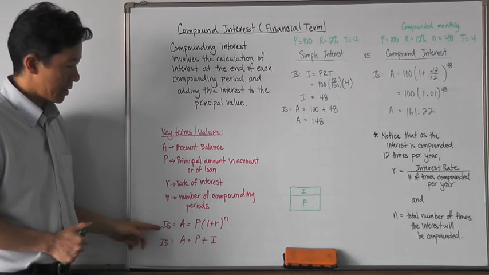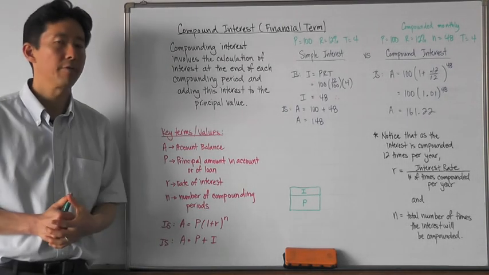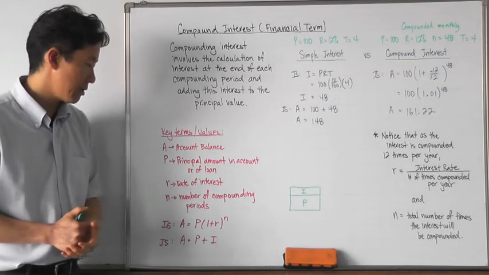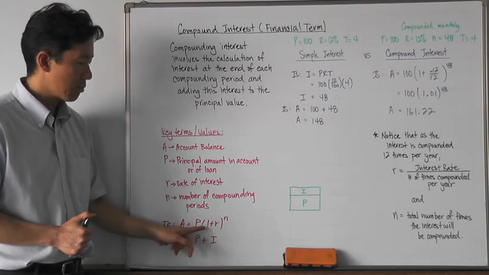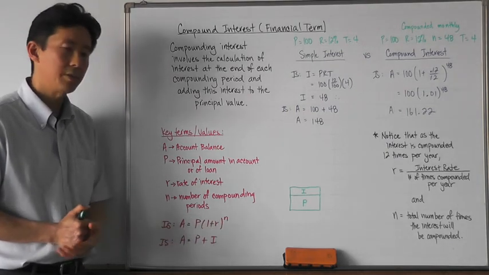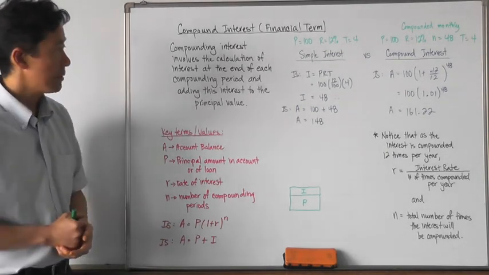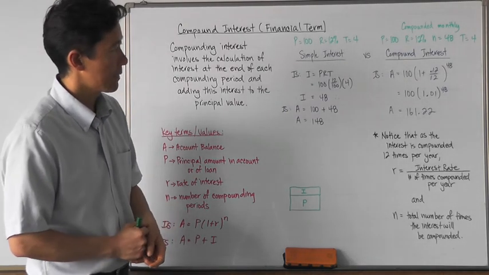The initial statement for compound interest is going to be in terms of A. So how much is actually in your account? It's going to be the principal times the quantity 1 plus r raised to the n value. Now, let's take a look at what this is.